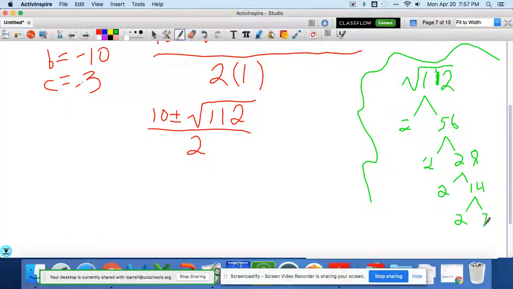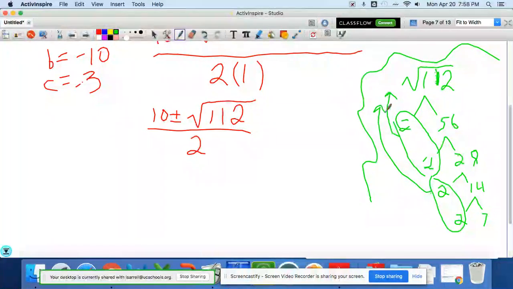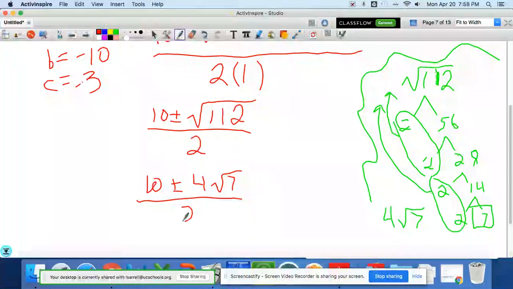Pairs move out front. Regular numbers, unpaired numbers, stay behind. There's a pair of 2s and another pair of 2s. Been a while since we've seen this. Okay, good time to review. That's why this is a review for this quiz. 2 moves out front and a 2 moves out front. They multiply together to be a 4. What gets left behind is the square root of 7. So we drop down another line. We have 10 plus or minus 4 times the square root of 7, all divided by 2.